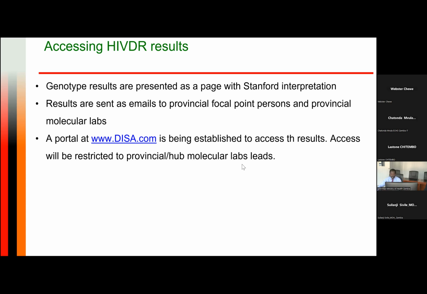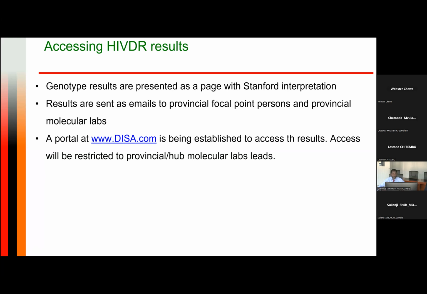That is a genotype. Dr. Seville, I will allow you to take the first question, and probably Panji can help us with the lab. So Dr. Seville, Webster is asking about what's being done to increase the viral load coverage at national level. Over to you, Dr. Seville.